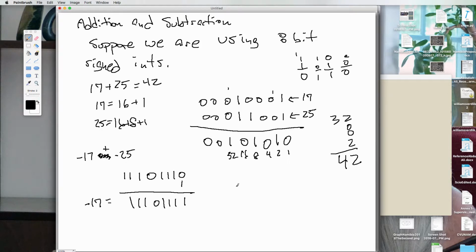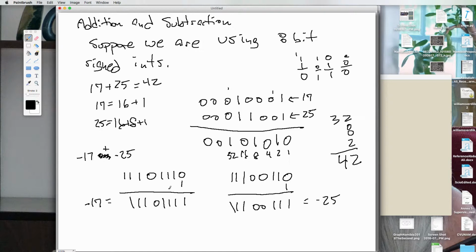25, again, I'm going to complement the bits. I get 1, 2, 3, then I get a 0, 0, then I get a 1, 1, 0. Let me count to make sure: 1, 2, 3, 4, 5, 6, 7, 8. I have complemented the bits. I'm going to add 1 to it. So I get 1, 1, 1, 0, 0, 1, 1, 1. Okay, so this is equal to minus 25.